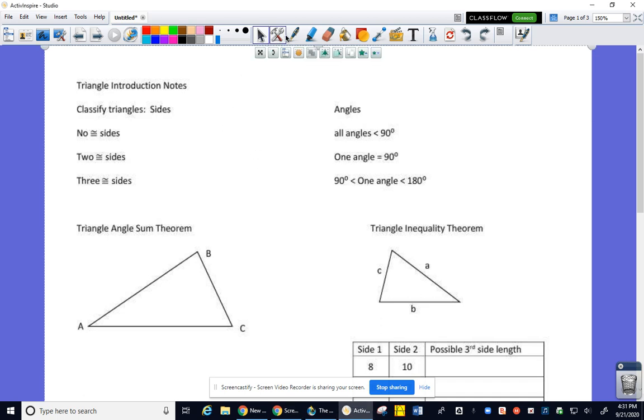Okay, this video is all about triangles. Okay, as it says, introduction notes. So this is the first time you've seen triangles since probably junior high, which means you remember everything.